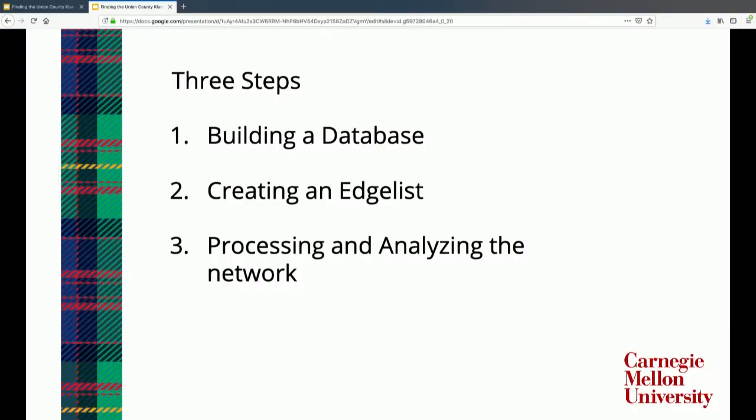Third, can I answer my question by understanding the patterns and structures of the relationships that I have data for? In my case, I was hoping that the answer was yes. Most historical questions cannot be answered with historical network analysis. But in my case it could, because that's precisely what I was interested in: what are the patterns of these violent relationships over time. Okay, so I had to do three things. First, I had to build a database. Second, I had to create what we're going to call an edge list. And then third, I had to process and analyze the network that I created.